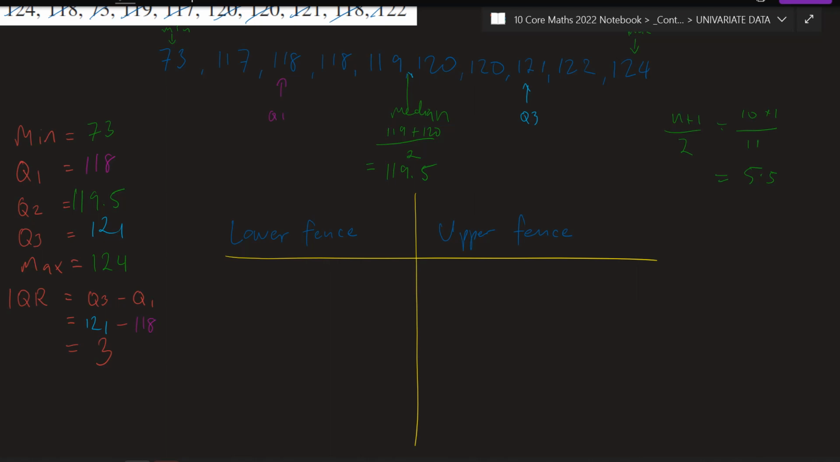73. Okay, look at it. But you have to prove it. You can't just tell me it's 73. You have to prove it with the fence. Okay, so let's prove it.